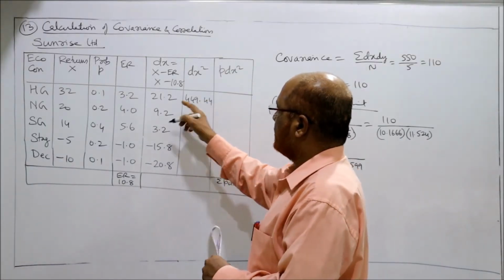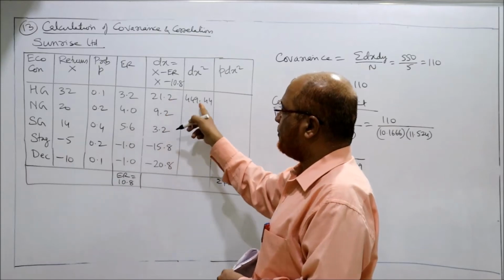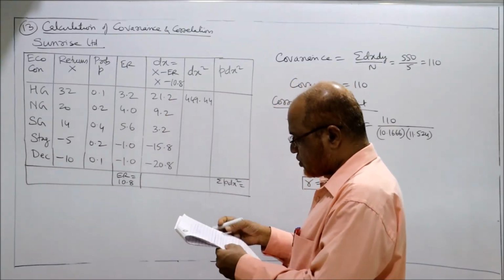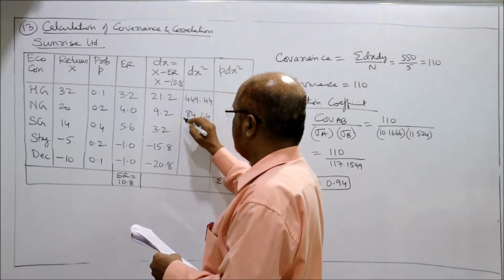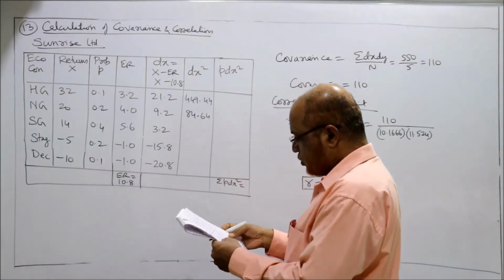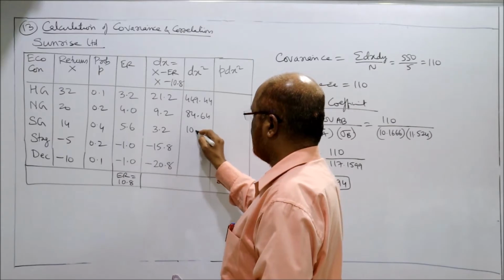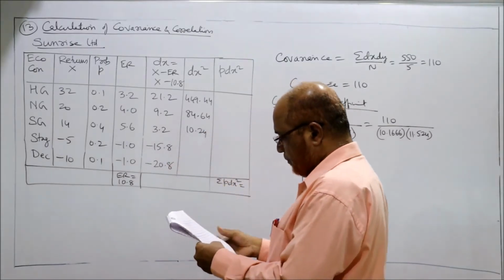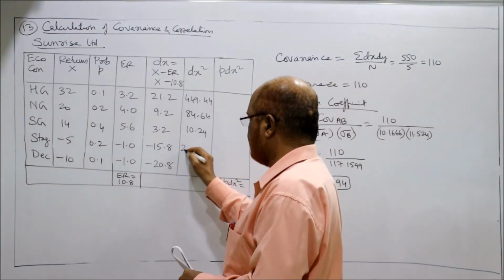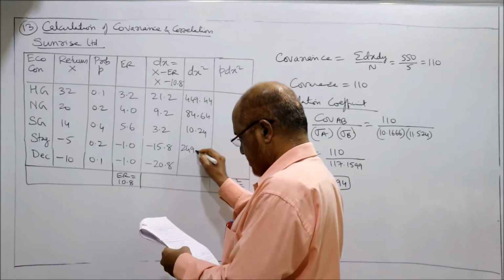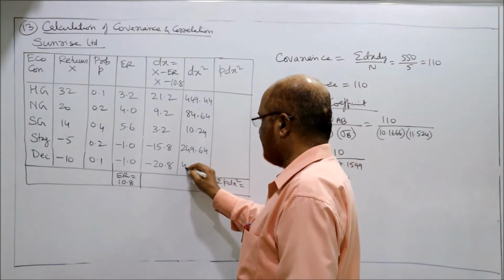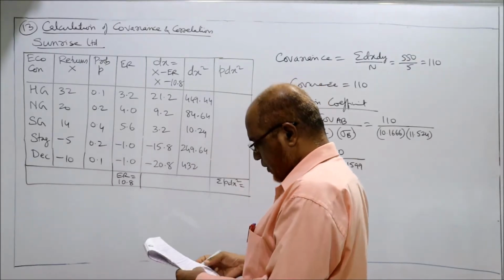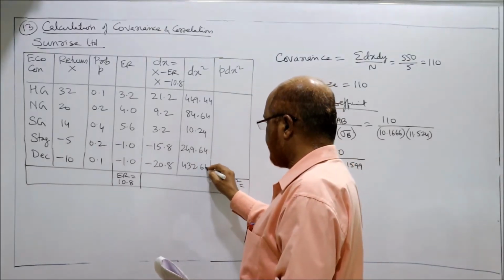449.44. So 21.2 into 21.2, you'll get this one. 9.2 square, 84.64. Then 3.2 square, 10.24. 15.8 square, 249.64. 20.8 square, 432.64.